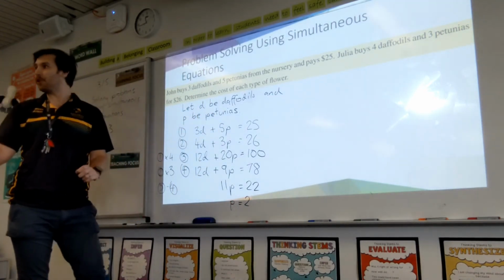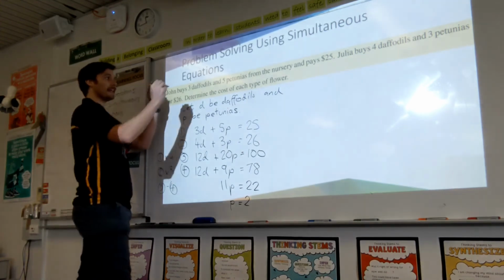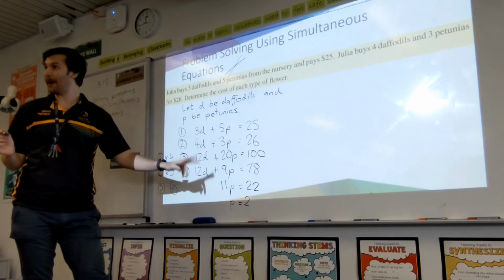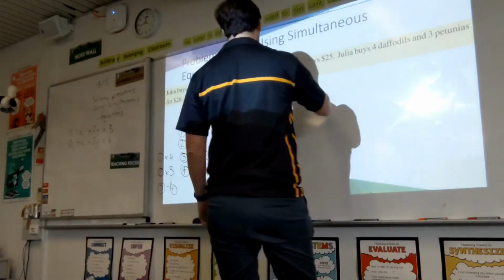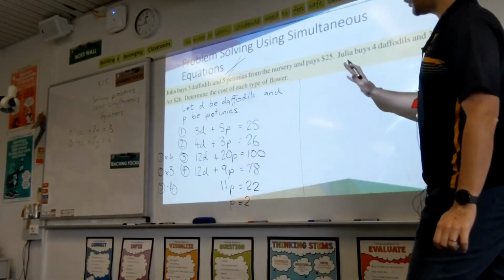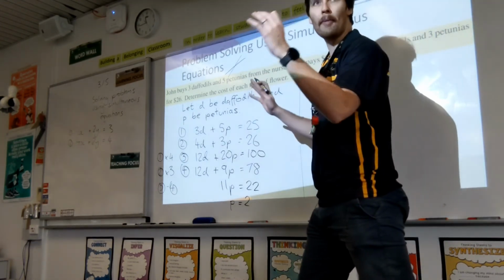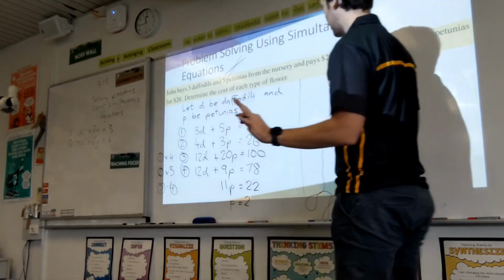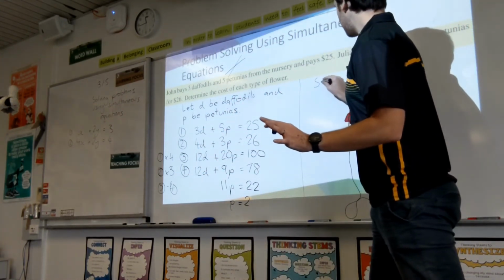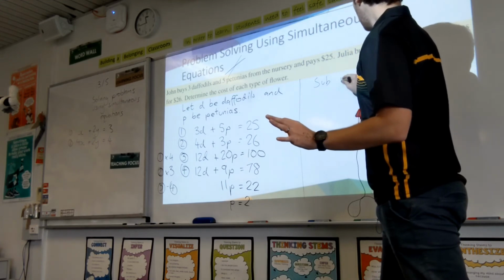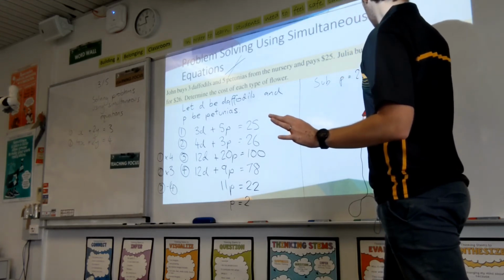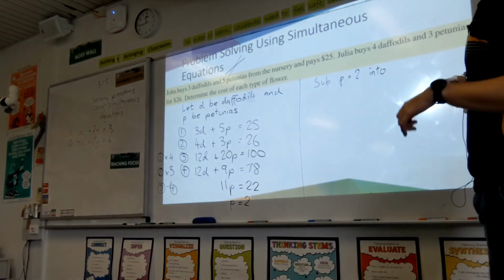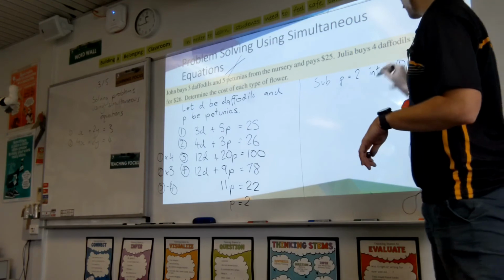Now remember, when we solve simultaneous equations, we're looking for the intersect of those two lines. We've got the value for P, now we need the value for D. So same thing again, I want to make it really, really clear what my next step is. I've done all my labeling here, so that's all up to date. What I'm going to do now is substitute P equals 2 into basically whichever equation you want. I'm going to go into equation number 1.